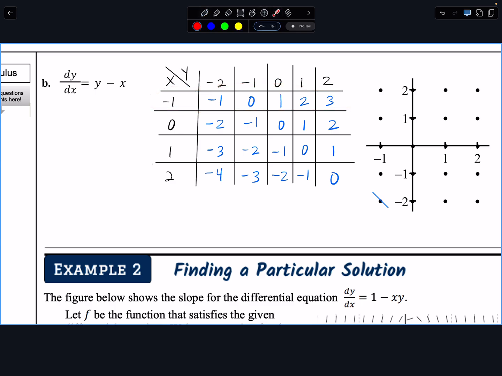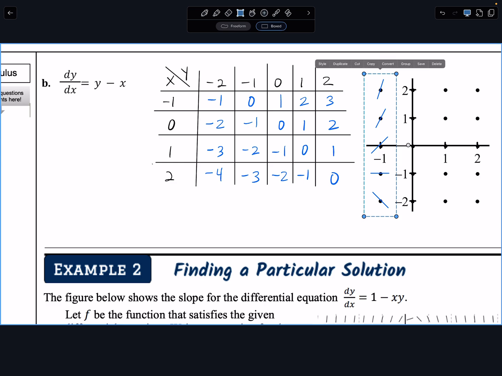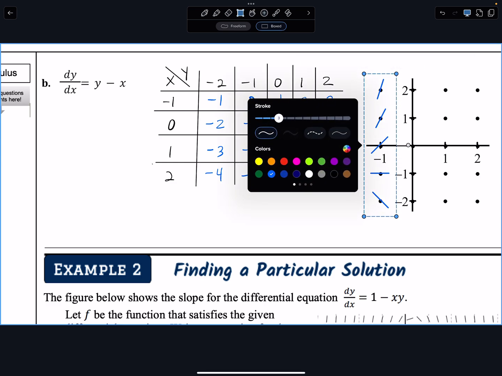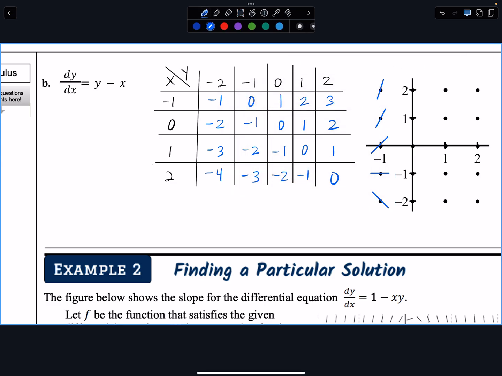At -1, -1, I have a slope of 0. At -1, comma 0, I have a slope of 1. At -1, comma 1, I have a slope of 2, so it's a little bit steeper. And then at -1, comma 3, I have an even steeper slope, so something like that. Okay, is everybody okay? Does this make sense?